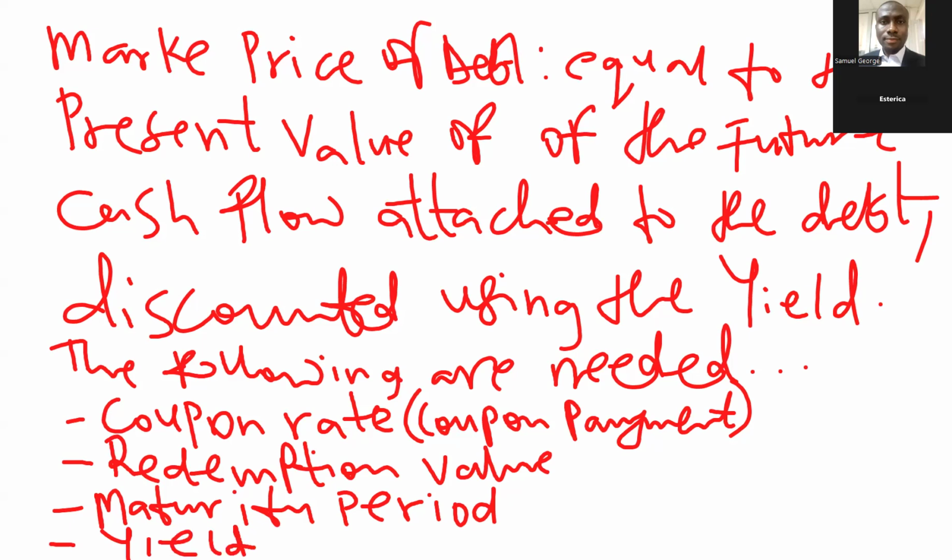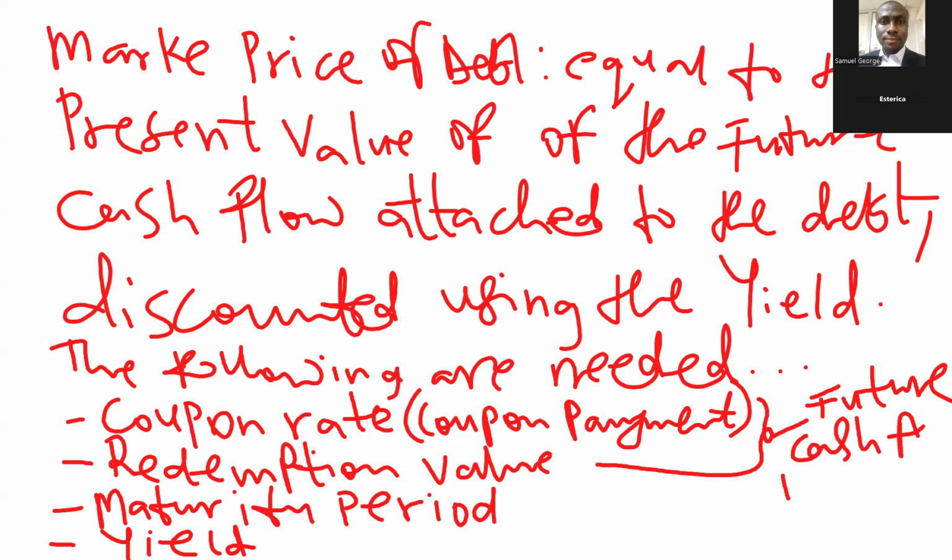Yield. The last one is the yield. So these are the four things needed to calculate market value of debt. The first two, which are coupon and redemption value, are future cash flows.